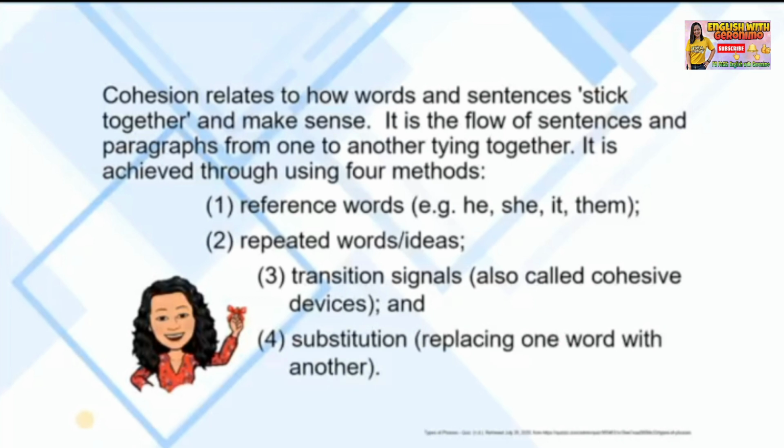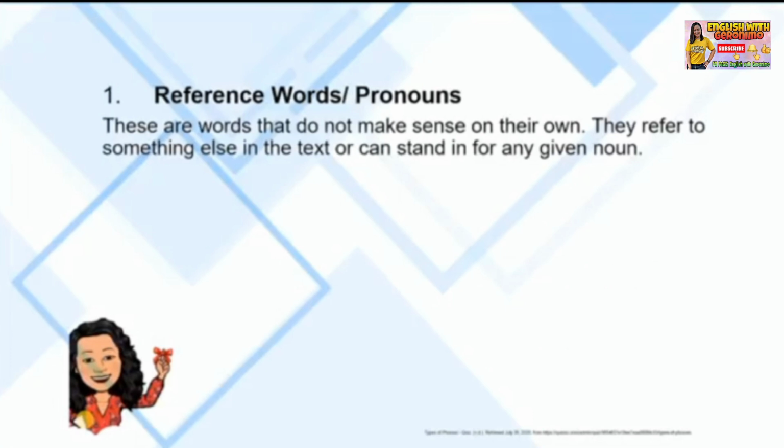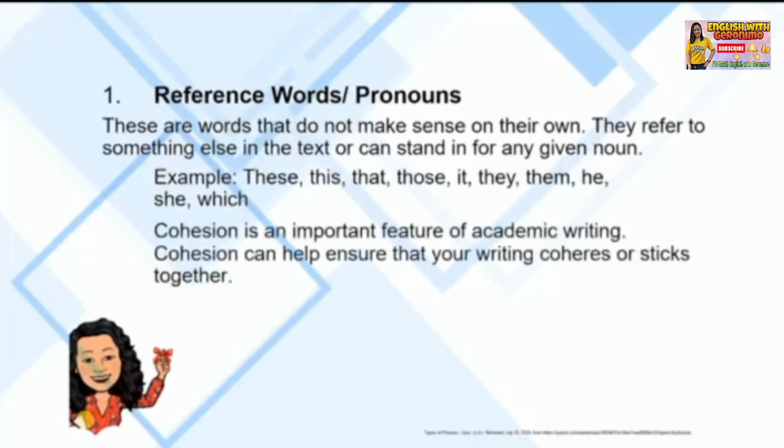When sentences, ideas, and details fit together clearly, readers can follow along easily, and the writing is coherent. The ideas tie together smoothly and clearly. Good cohesion can be achieved through the following methods. 1. Reference words or pronouns. These are the words that do not make sense on their own. They refer to something else in the text or can stand in for any given noun. Example: this, these, that, those, it, they, them, he, she, which.